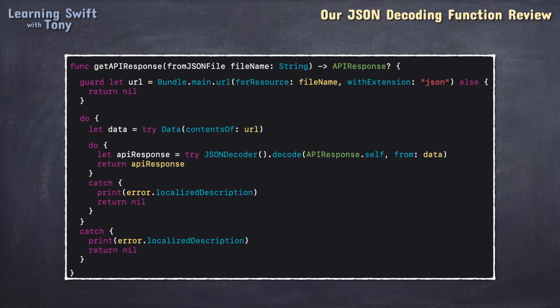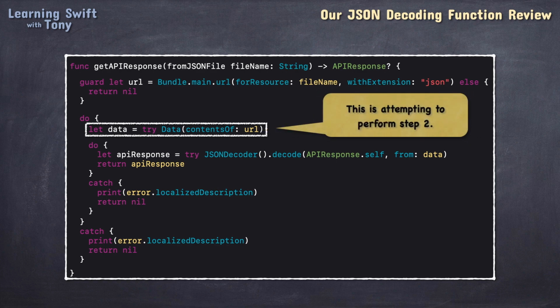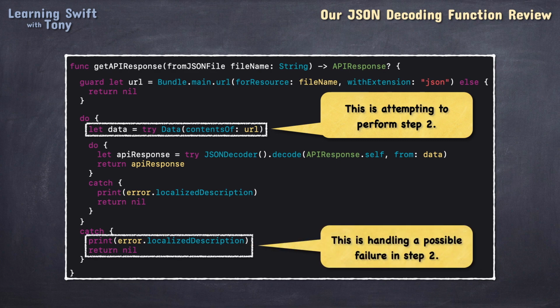which is because of the nested do, try, catch blocks. For example, this line here, let data equals try Data(contentsOf: url), is attempting to perform step 2, where we have a valid URL and we convert it into a data buffer. But the section where we handle a possible failure for the same step 2 is way down here, below the entire step 3 section.